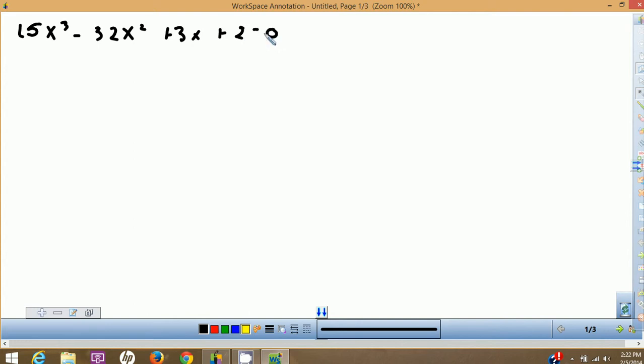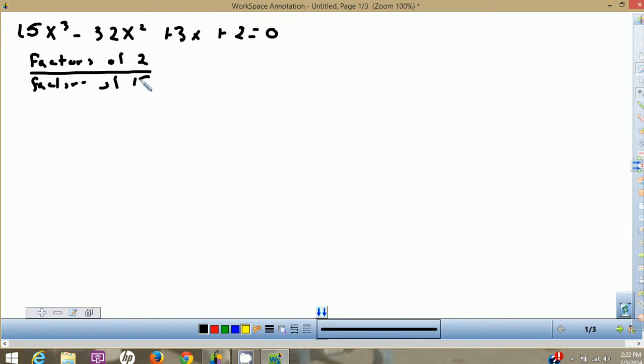So there's my polynomial function, and I'm going to look for my list of possible rational roots. My list of possibles would be given by the factors of the constant, so in this case, the factors of 2, over the factors of the leading coefficient. Well, what's the leading coefficient in this function? It's 15. So factors of 15.